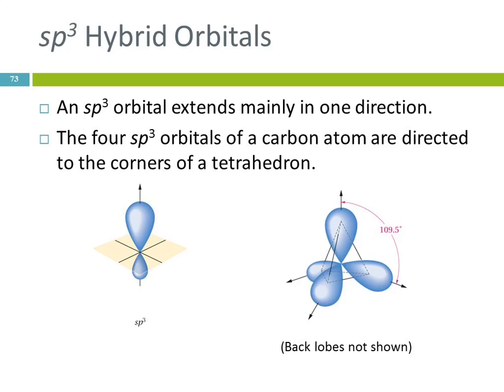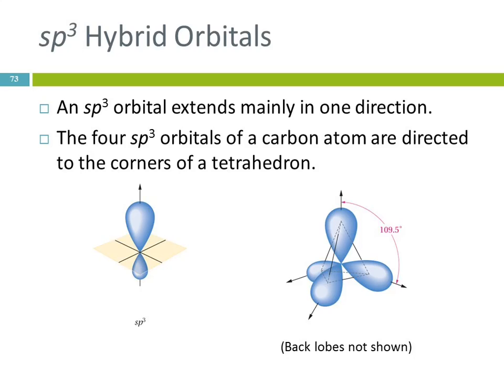And because there are 4 of these and they're equivalent, they're actually going to make a tetrahedron because they're going to arrange themselves symmetrically around the nucleus of the atom. Now in this illustration, we don't show the back lobe of each of these because it gets all cluttered up, but the back lobe is there and it can be significant at times.